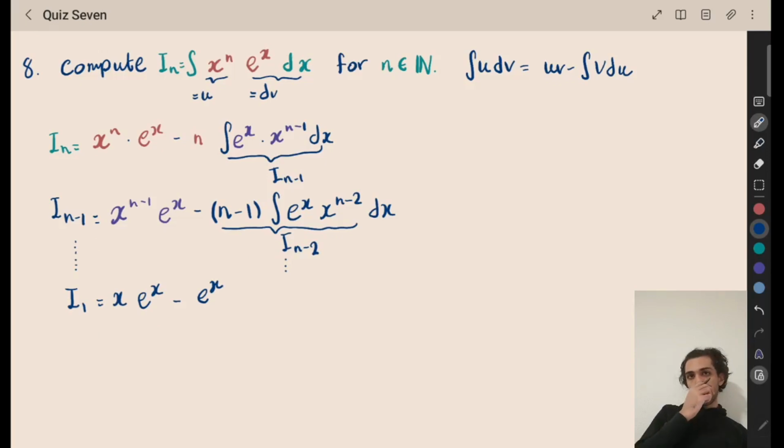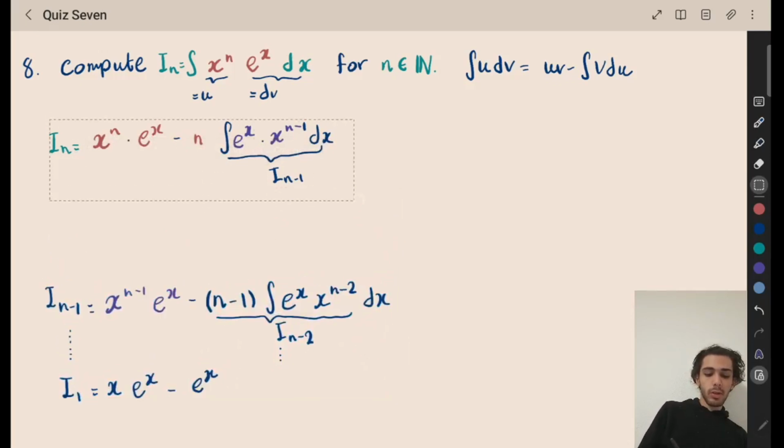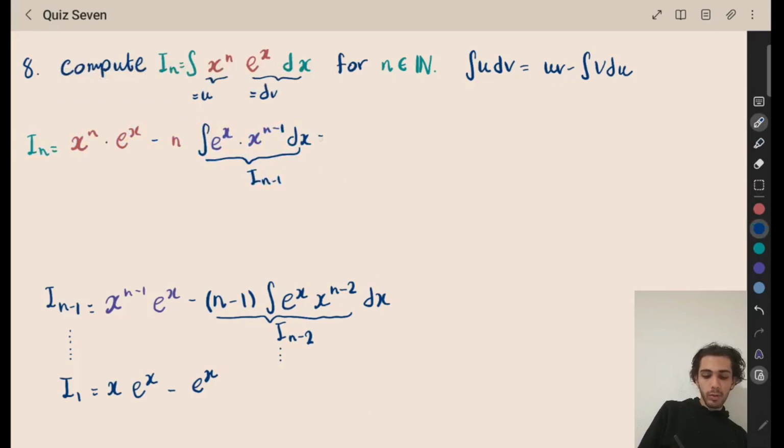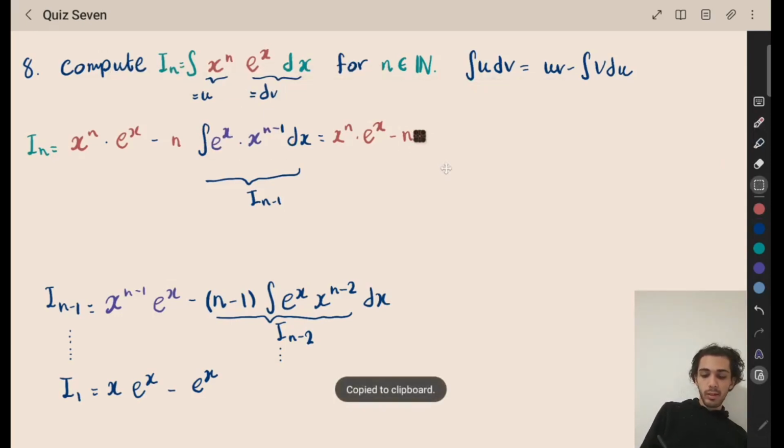And it looks like if we are somehow able to substitute in all the values for I_1 all the way to I_n, then we should be able to reach a solution. So let's see. I'll give myself a little bit more space. Here's what I'll write down: x to the n times e to the x minus n times the integral of this. I know it will give me the exact same thing again. It will always give me the exact same thing.